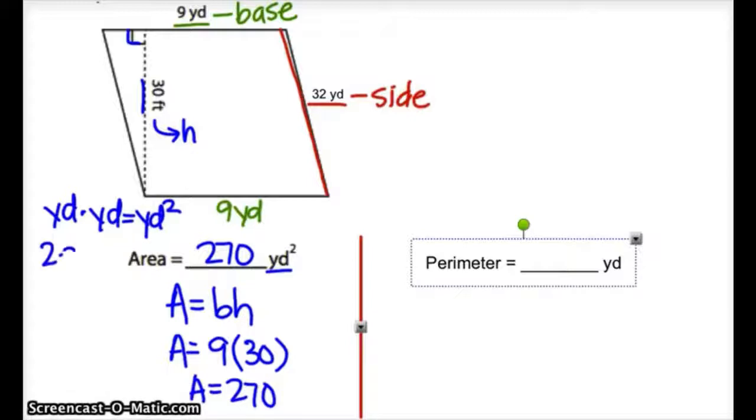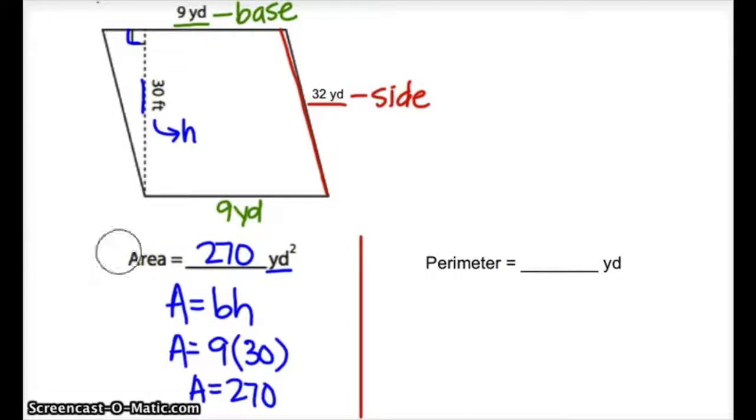Likewise, if I have 2 times 2, yes, it does equal 4, but I could write it as 2 squared before I write it as 4. So that's why we square our units.